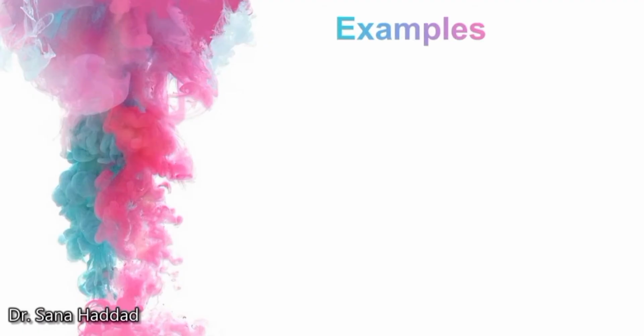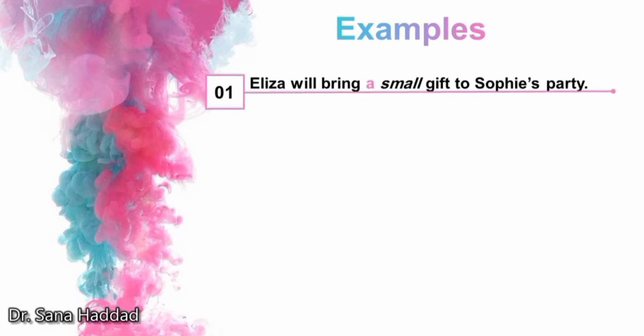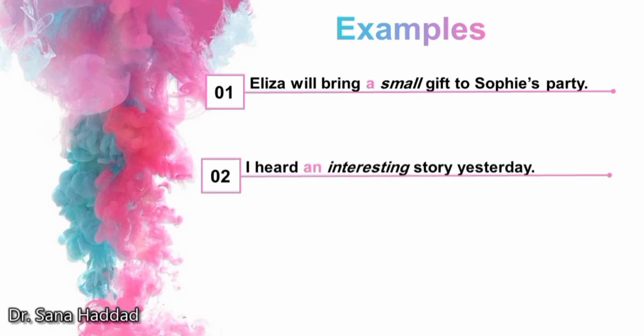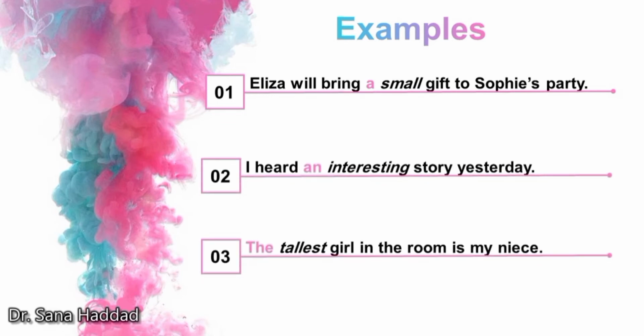Here are some examples. Eliza will bring a small gift to Sophie's party. I heard an interesting story yesterday. The tallest girl in the room is my niece. So in example 1, we used a, which is an indefinite article, because it's followed by a word that starts with a consonant, s. In example 2, we used an, which is an indefinite article as well, because it's followed by a word that begins with a vowel, I.